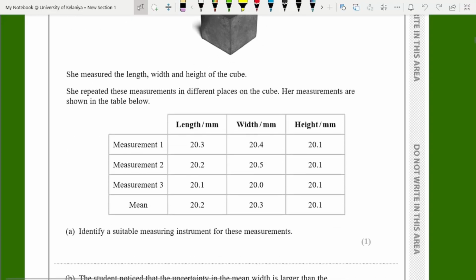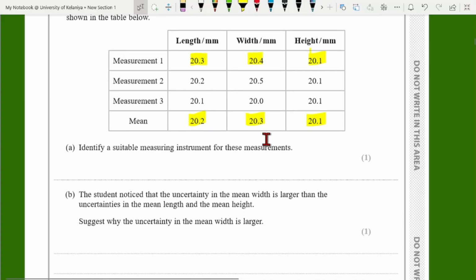For length, she has taken three measurements: one, two, three here. And for width also, she has taken three lengths, and height. Then she has calculated the mean value for length, width, and height. In the first question, what they're asking is: identify a suitable measuring instrument for these measurements, right?